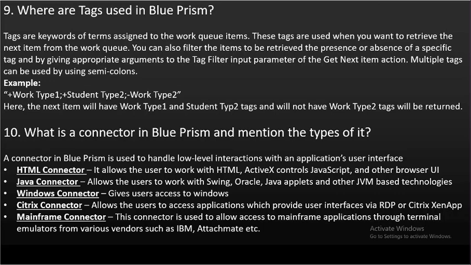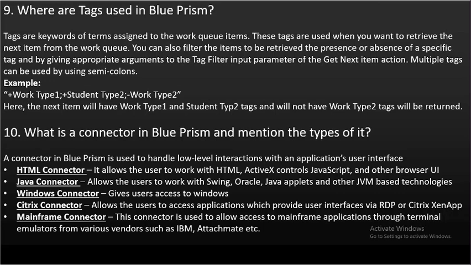So this also, if I can show you in the Blue Prism application, then only you will understand. But tags are the keywords or terms assigned to the work queue items. These tags are used when you want to retrieve the next item from the work queue. As I told you, once you load any item to the queue using load to queue, it will be identified based on those tags, or based on unique factors. So this is where you will have to use these tag options in Blue Prism.